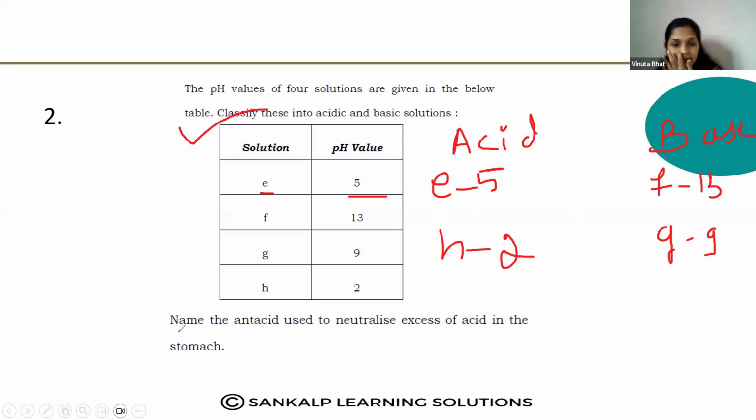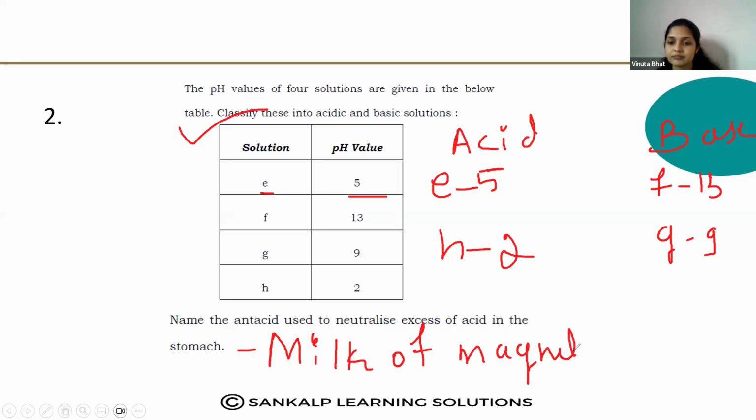Next one, name the antacid used to neutralize the excess of acid in the stomach. That is milk of magnesia, or magnesium hydroxide, Mg(OH)2. Please note down the question.